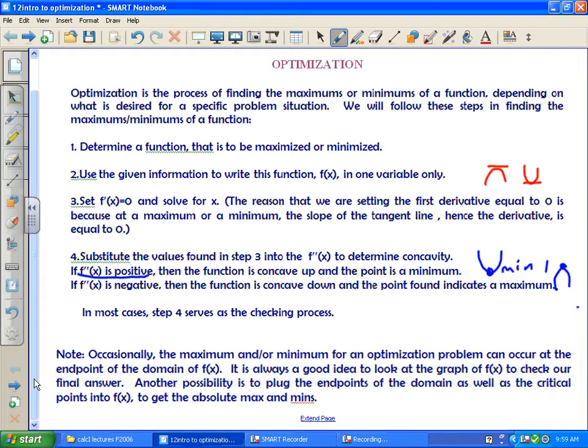Now, have we seen an example like that in the last section under graphing? When we were finding absolute max and absolute min, right? We check the function at the critical points, but we also check them at the endpoints of the domain, right? So sometimes that's also something good to do to make sure that you have really reached the absolute maximum. Or you can also look at a graph.